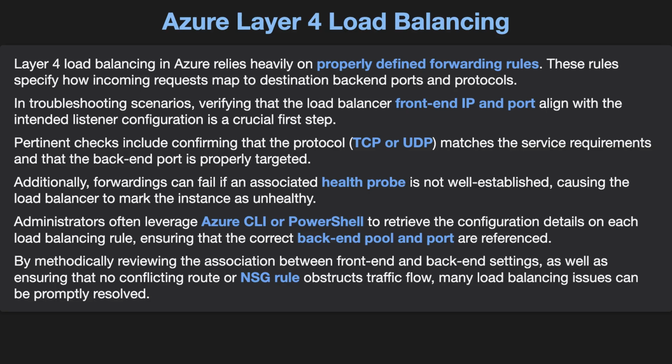Additionally, forwardings can fail if an associated health probe is not well established, causing the load balancer to mark the instance as unhealthy. Administrators often leverage Azure CLI or PowerShell to retrieve the configuration details on each load balancing rule, ensuring that the correct backend pool and port are referenced. By methodically reviewing the association between front-end and back-end settings, as well as ensuring that no conflicting route or NSG rule obstructs traffic flow, many load balancing issues can be promptly resolved.